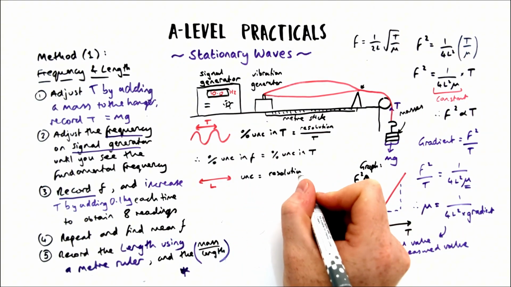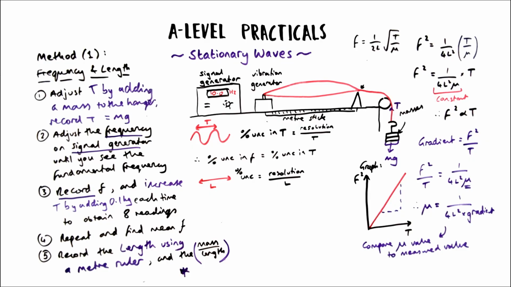The percentage uncertainty in L would just be its resolution, so likely to be 1 millimeter on your ruler, divided by your value for L.